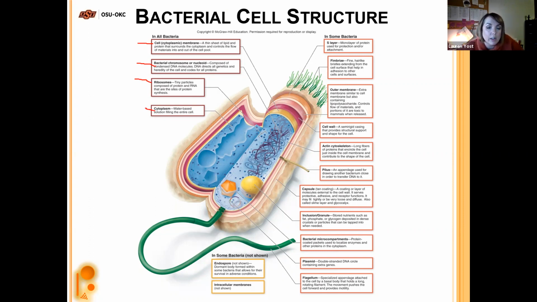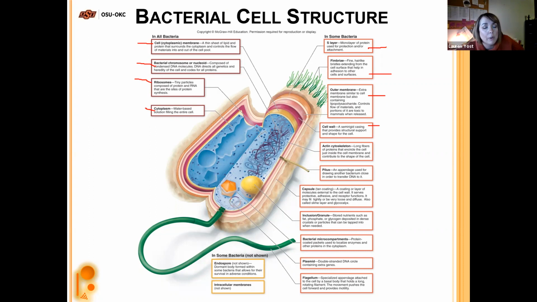Some bacteria also have an S layer, which is a layer used for attachment. Fimbriae, which are also used for adhesion and attachment. Outer membrane, that's usually for gram-negatives. Gram-negatives have an inner membrane and a thin wall and then an outer membrane, okay? So some of them have an outer membrane. Some of them have a cell wall. There are some that do not have cell walls at all, like mycoplasma, don't worry about it, but some of them don't have a cell wall.